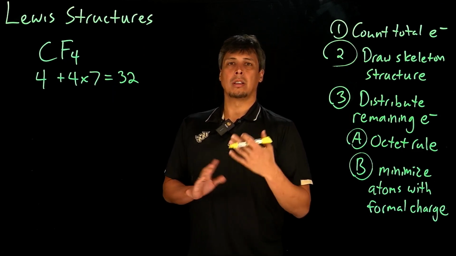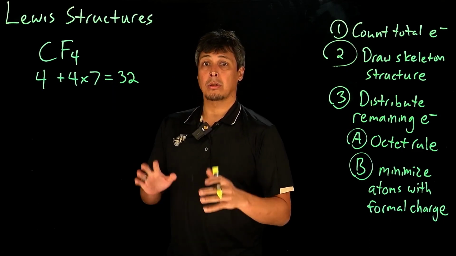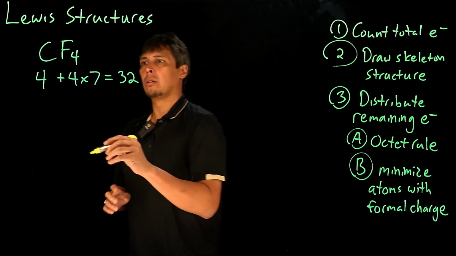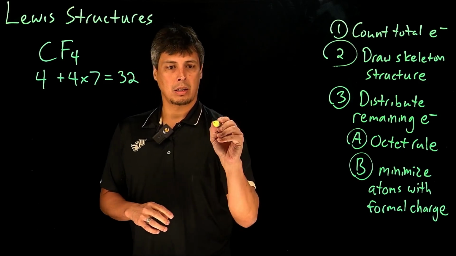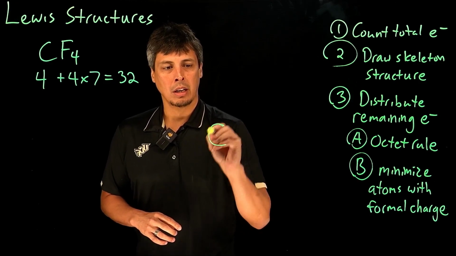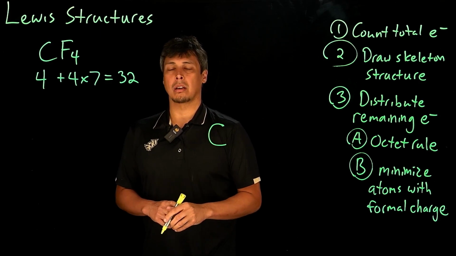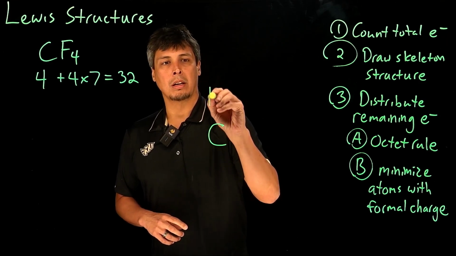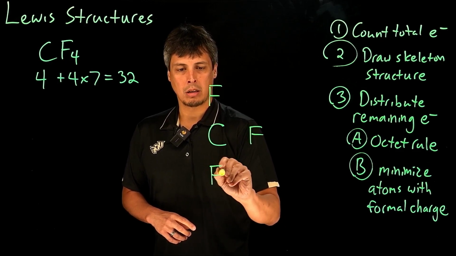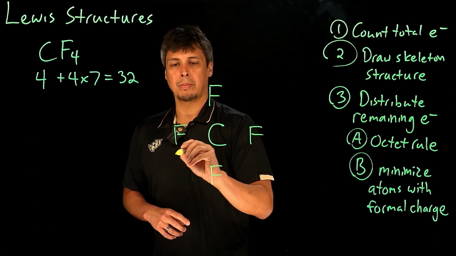All right, so the next thing we're going to do is draw a skeleton structure. We're going to pick a central atom first, and with some practice, we can usually identify a central atom pretty easily. In this case, we're going to start with carbon, and then we're going to have the fluorine atoms surround carbon like this, okay?